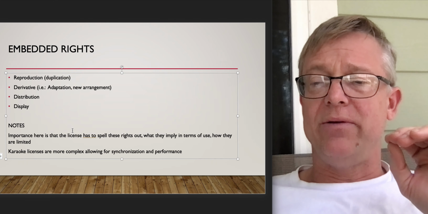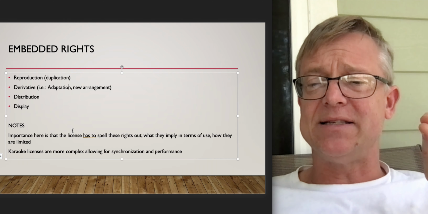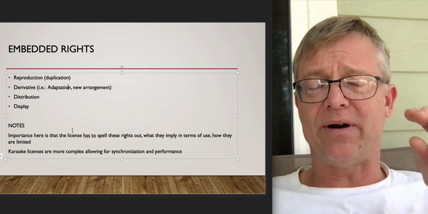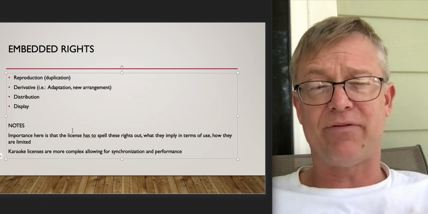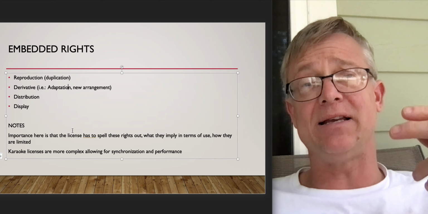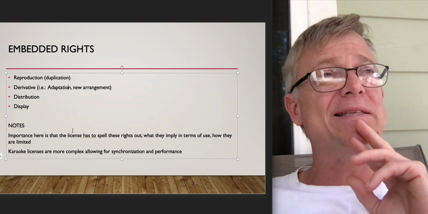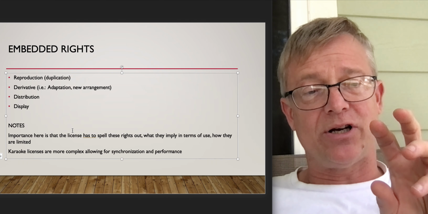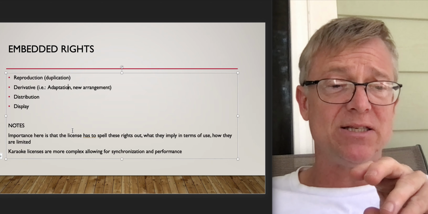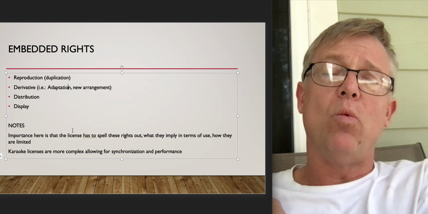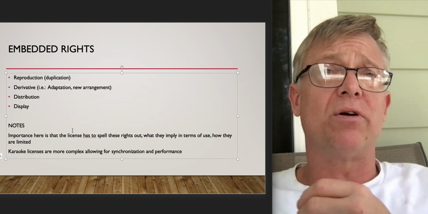A couple of important notes here. First of all, the license has to spell out which of the rights are activated from the bundle, and what they imply in terms of the way that the licensee is going to use the property. And then, how they're limited, and that usually means, are they limited geographically in terms of territory? Are they limited in terms of time? So time and space, right? These are the main ways that a license will be limited. It'll be like a 2 or 3 year license that's good for just the United States, right?